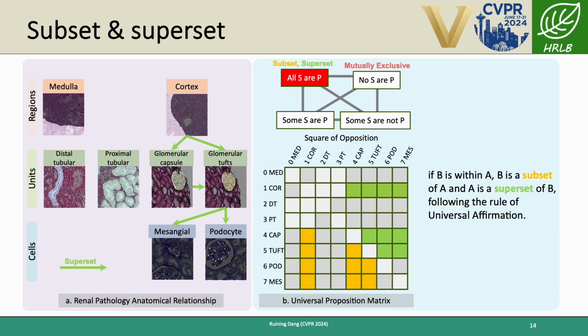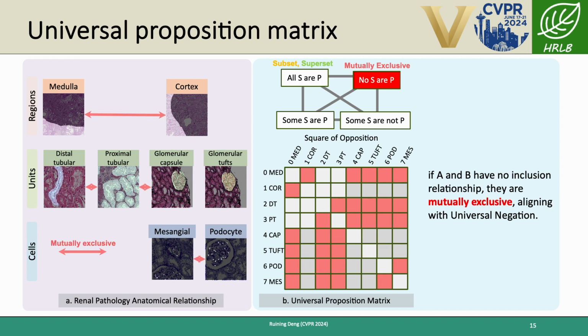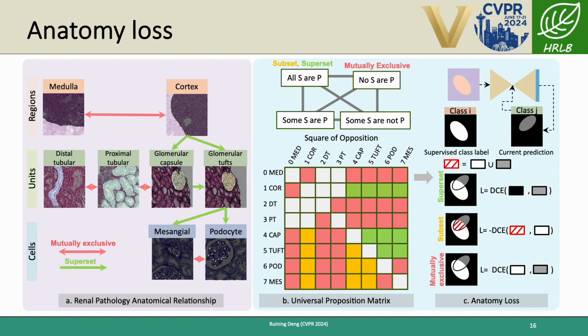This matrix mainly contains two categories of relationships. The first is subset and superset relationship, where object B is within A. The second relationship is mutually exclusive, where two objects have no inclusion relationship in any case. With the guidance of the universal proposition matrix that we modeled, the corresponding anatomy loss designed from dice loss is implemented to supervise the anatomical relationships between two different objects during model training.